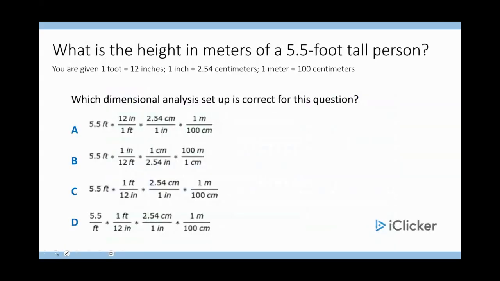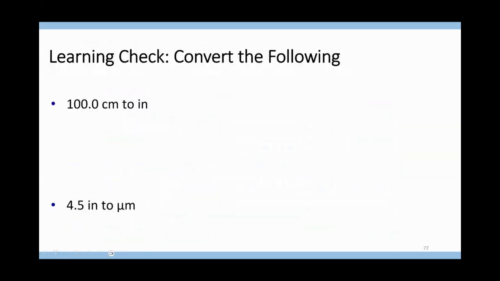So the next slide, we're going to skip this question here. The next slide has some learning checks converting the following measurements into a different unit. I encourage you to pause the video here and try working through these, and then we'll talk through them together. Or I'll go through both of these. You might pause after going through the first one. But it will definitely be more beneficial if you work through these independently as opposed to just watching me work through them.